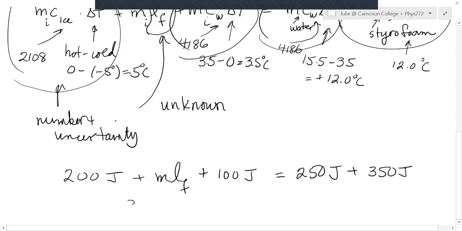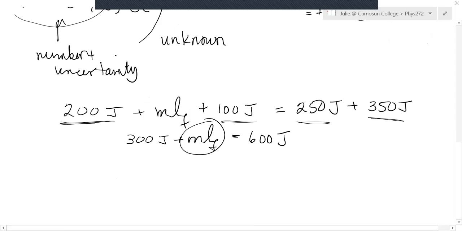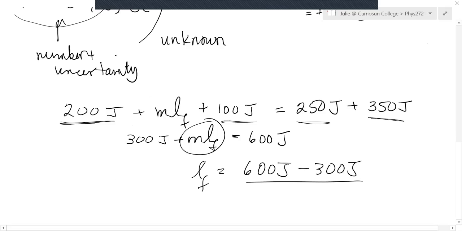So if over here we have 300 joules plus MLF is equal to 600 joules, well, then you know that the MLF's got to be 300 joules. And all these numbers have to be positive. Whatever's left is the MLF. So I would work through it just that way, do your MLF, and then your final LF, of course, would be the 600 minus the 300 divided by the mass of ice. Okay, so I hope that helps with your lab calculation.